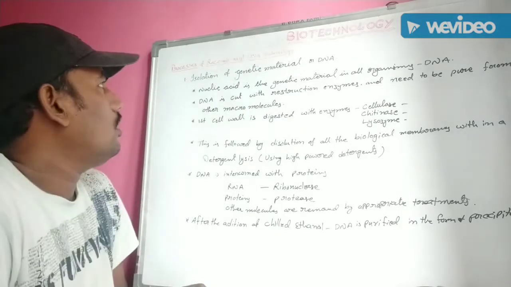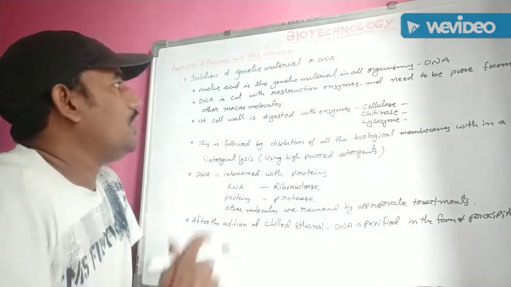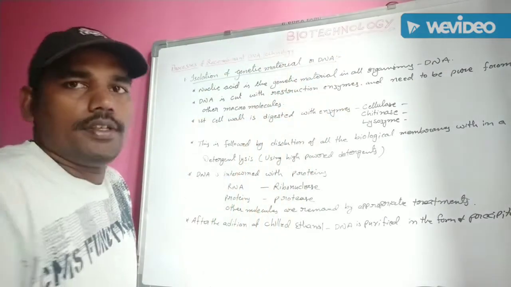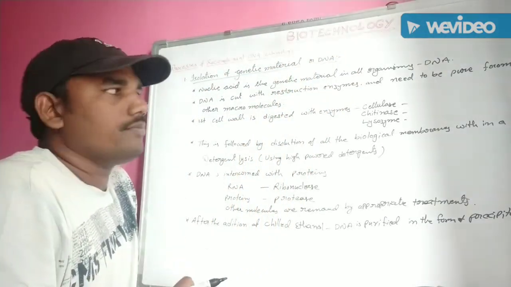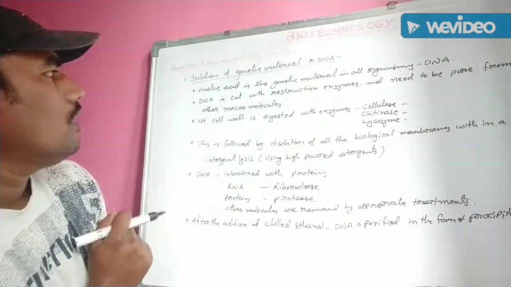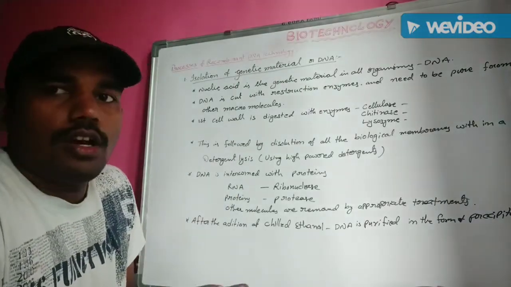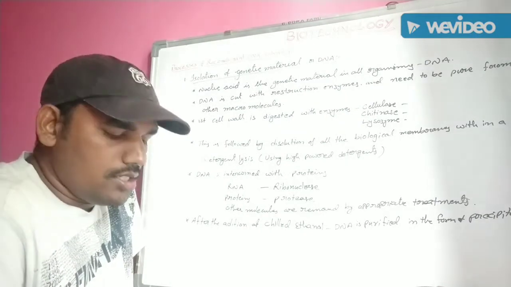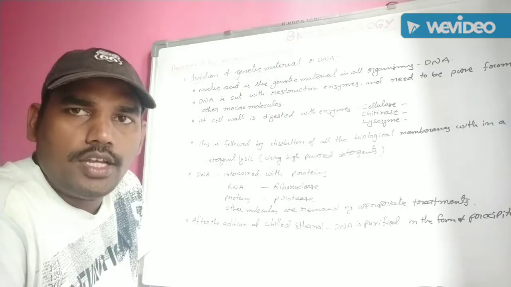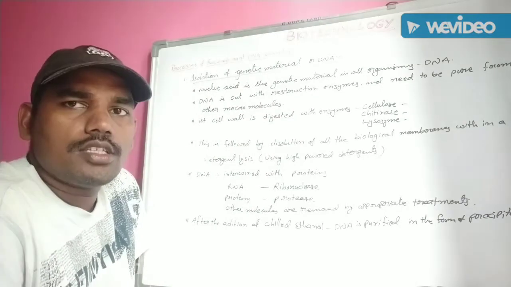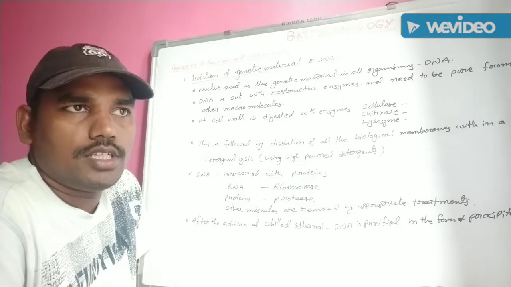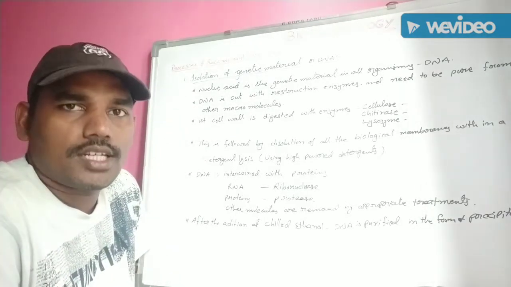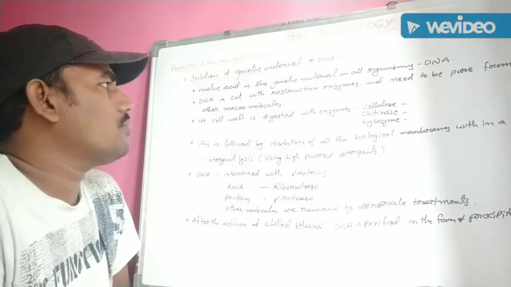The first step in the process of recombinant DNA technology is isolation of genetic material, or DNA. Initially, the nucleic acid is the genetic material in all organisms. Nucleic acids are of 2 types, RNA and DNA. In the lowest organisms, RNA also acts as genetic material. In higher organisms, DNA acts as the genetic material in the majority of organisms. So, DNA is the genetic material.